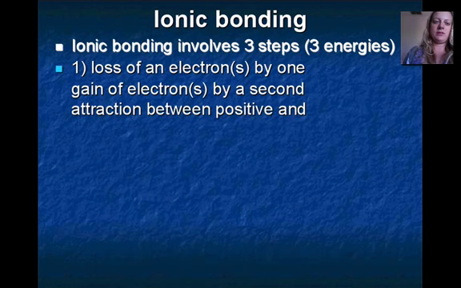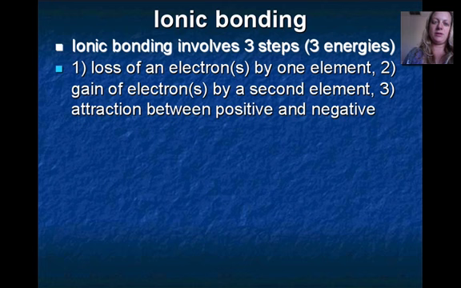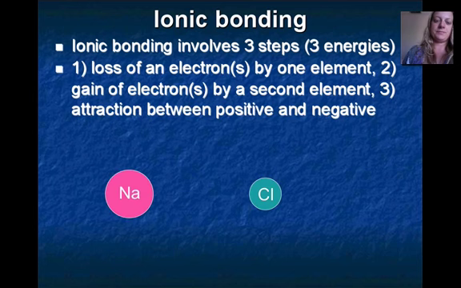All right, so they involve 3 steps. I think we already know some of these. First, you have to lose an electron or more than 1 electron. Then the other one is going to have to gain electrons, okay? So here's our example of sodium and chlorine.